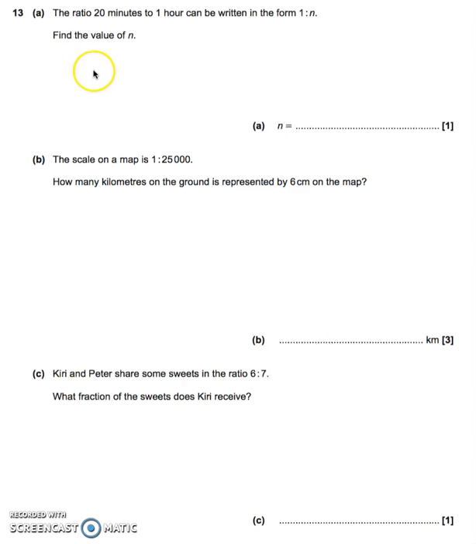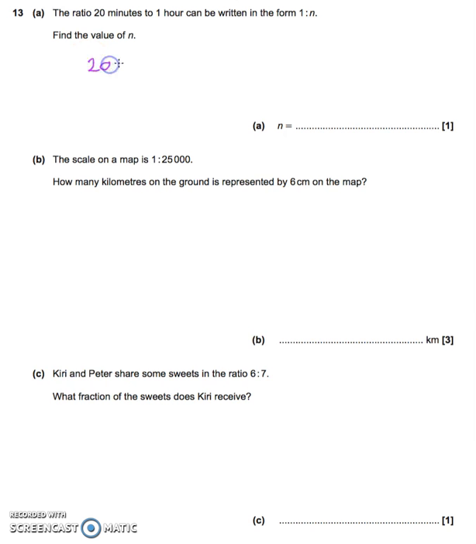Question number 13 is about writing something in the form of 1 to n. Sounds confusing, but it's only 1 mark, so it's actually a pretty simple thing to be able to do. The problem in this question is that we've got different units. We've got 20 minutes and we've got 1 hour. Very easy to convert 1 hour into minutes though, so let's do that first.